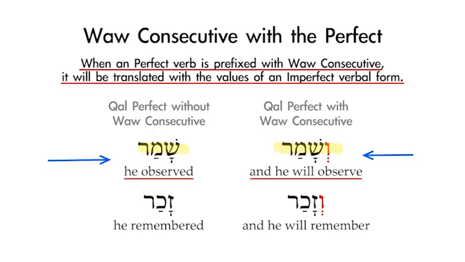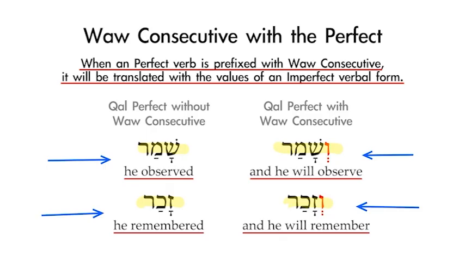You will also see that the waw consecutive with the perfect is not spelled like the waw consecutive with the imperfect. With the imperfect, the waw consecutive is spelled waw, patach, and dagesh forte. Its vocalization is like the definite article, patach and dagesh forte. With the perfect, it's just the simple conjunction waw, with a vocal shewa. Let's look at our second example. Zakar, "he remembered," or wezakar, "and he will remember." Once again, the form on the left is the regular perfect, translated with a simple past, and the form on the right is the consecutive perfect, translated like the imperfect, "and he will remember."